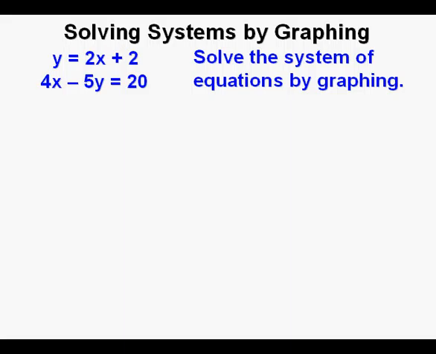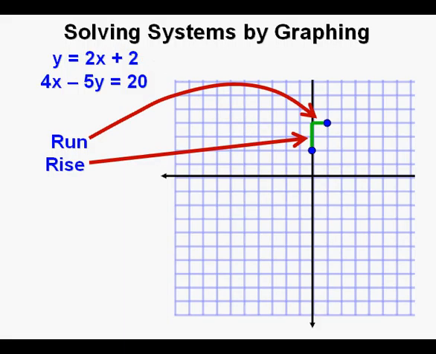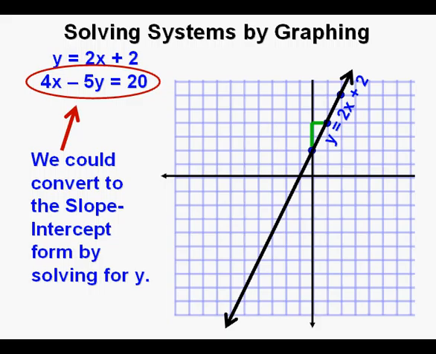The first equation, y = 2x + 2, can be graphed by first going to the y-intercept of 2, and using the rise over run of 2 over 1, we get this second point. Then we can mark a third point for accuracy. Then draw a line through the points. Now on to the graphing of that second linear equation, 4x - 5y = 20.